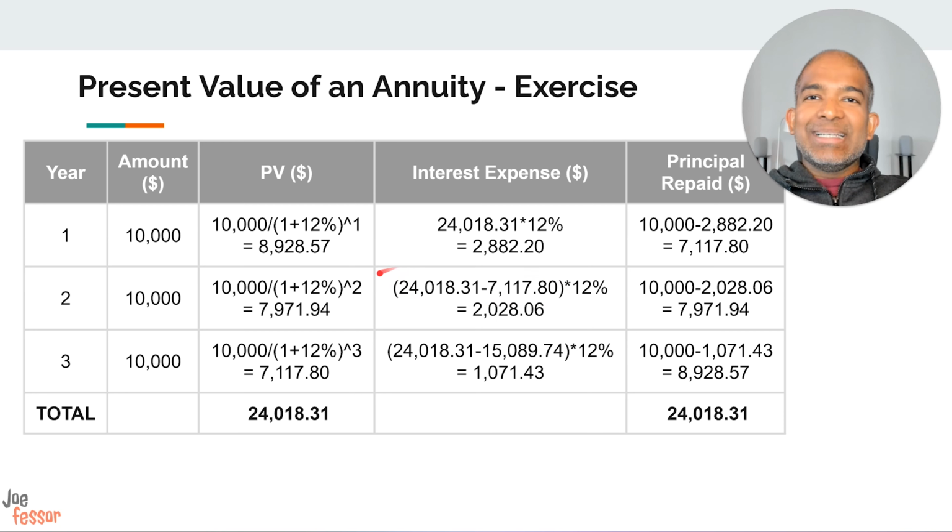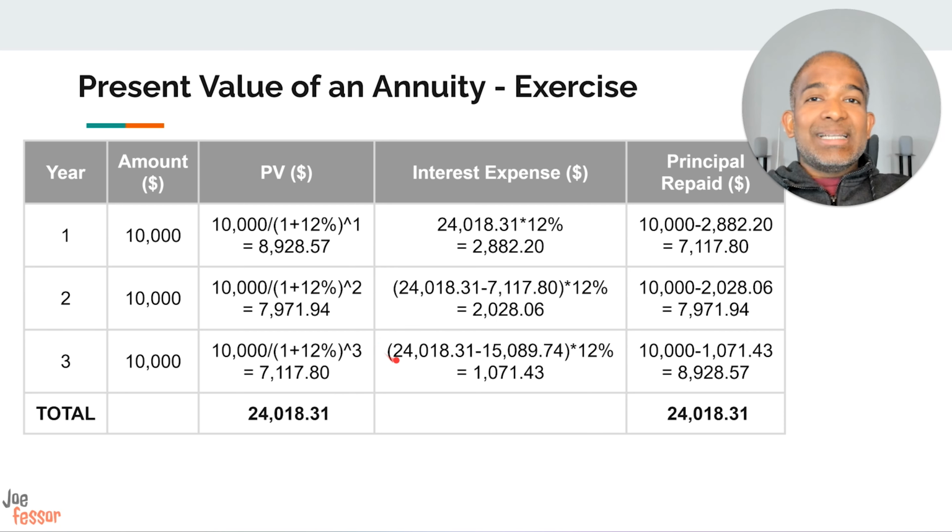So now the outstanding debt is $24,018 minus $7,117. Okay, so we only pay 12% interest on this outstanding amount. Okay, and hence the new interest expense is a bit reduced. Okay, and we repeat the same process. We see that the principal that has been repaid at the end of year 2 is $10,000 minus the interest expense accrued for year 2.